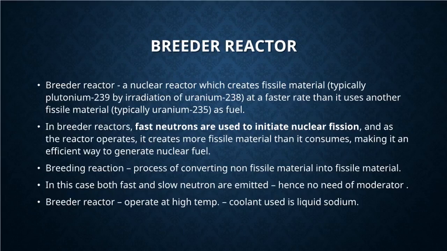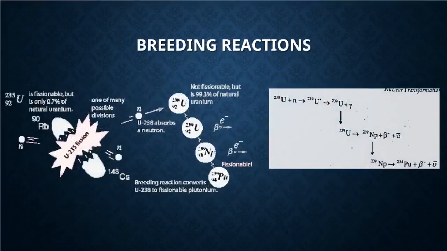In the earlier case, we discussed the need for moderators. But in a breeder reactor we don't need such a component, because in this reactor both slow and fast neutrons are produced. And in a breeder reactor the operating temperature is so high that we use liquid sodium as coolant instead of water or heavy water. Now we will discuss two types of breeding reaction, one initiated by a fast neutron and another by a slow neutron. This is the breeding reaction initiated by a fast neutron.